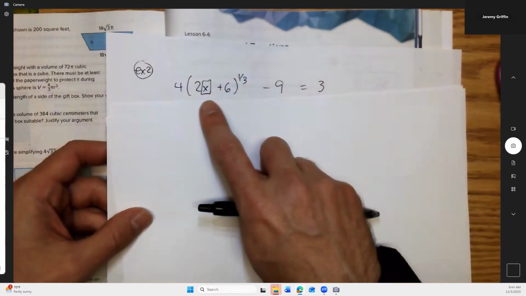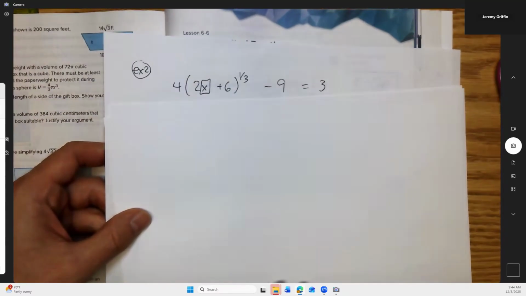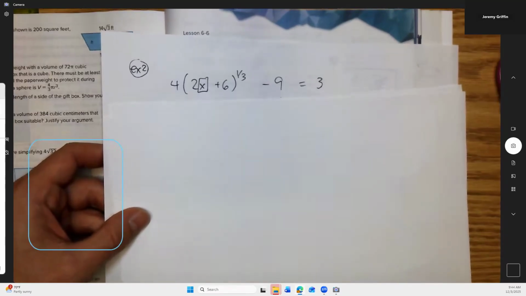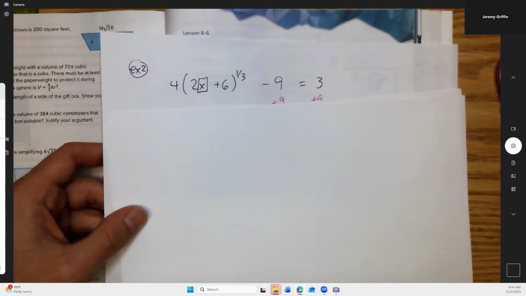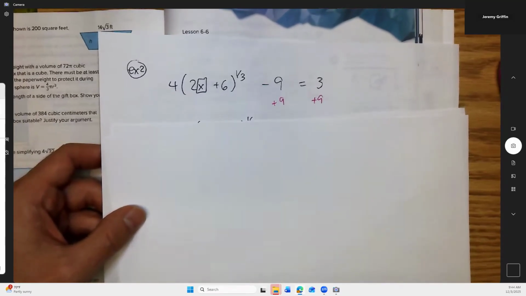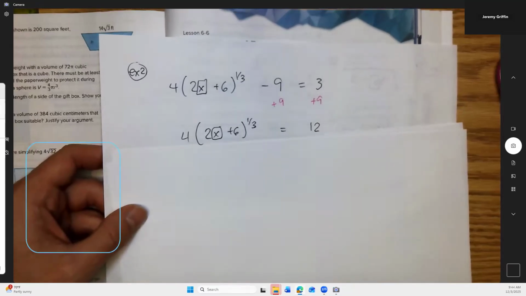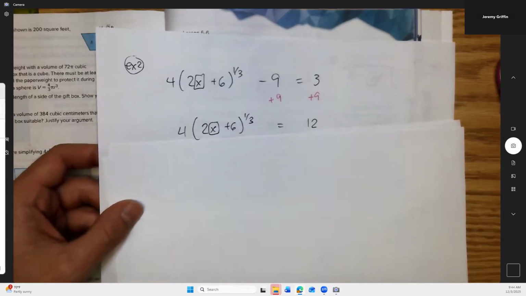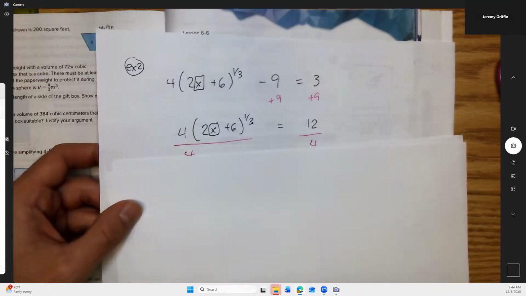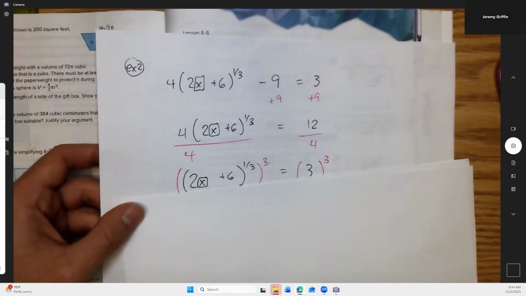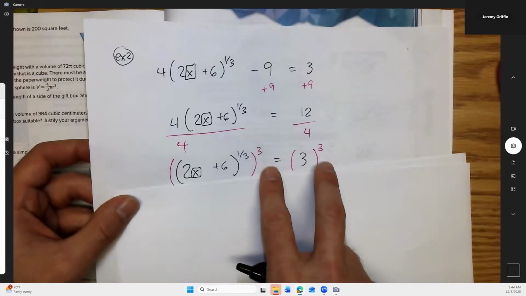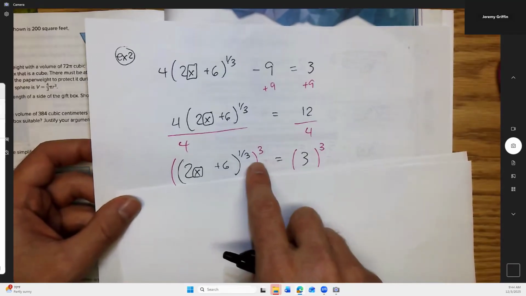Okay, so again, we're solving for x. What's the first algebra step? How about add 9 to both sides? Add 9. Yeah. And now you want to do what? Yeah, divide by 4. Over 4, over 4. And now, well, you see the next step is to cube both sides, to undo this cube root.